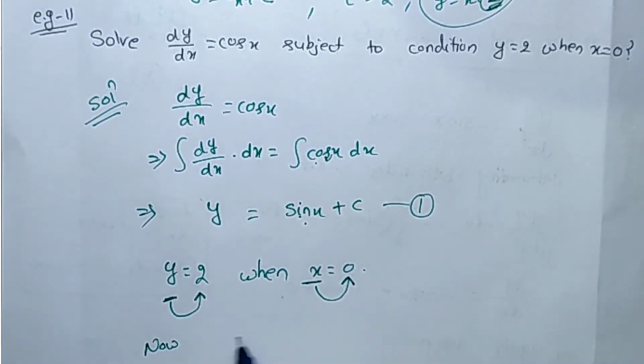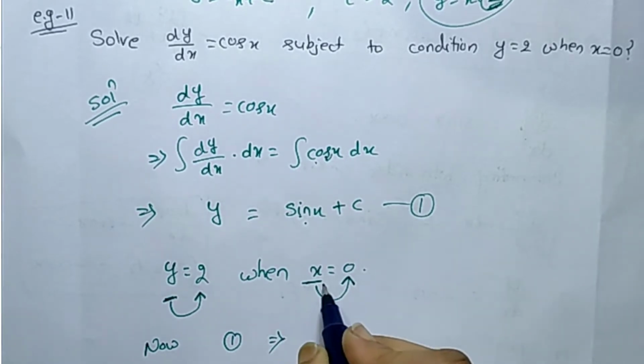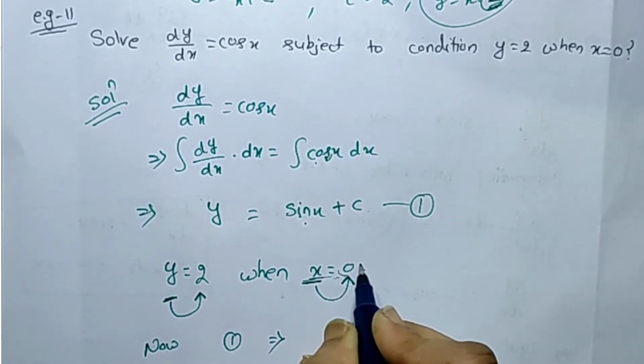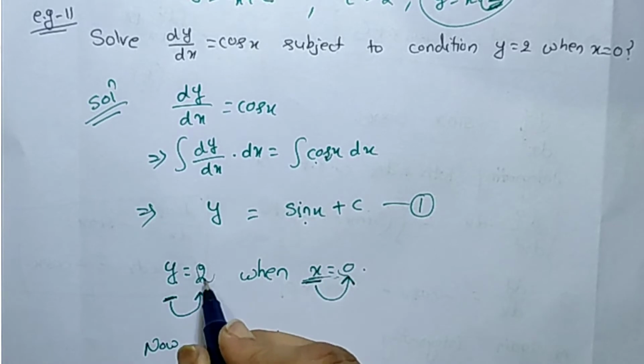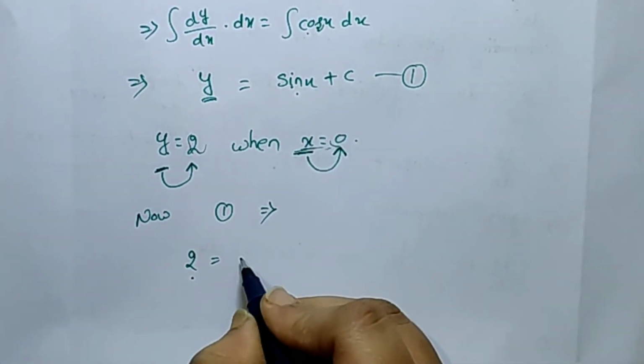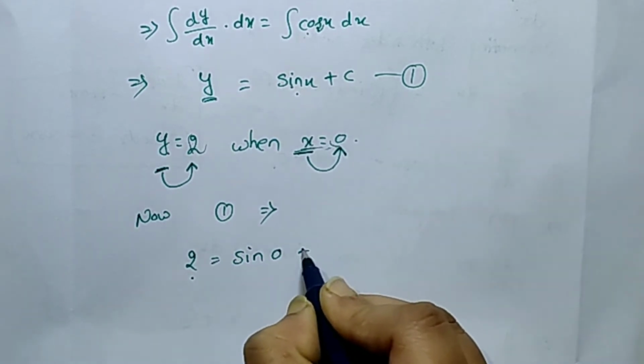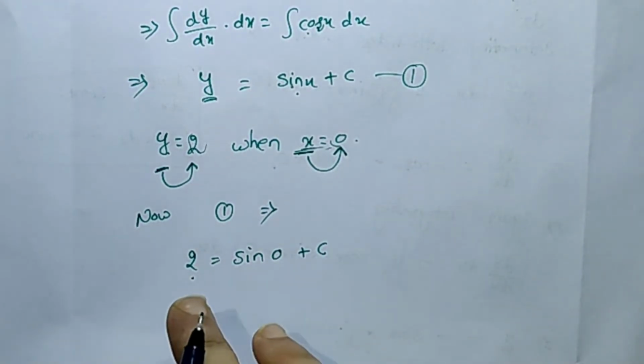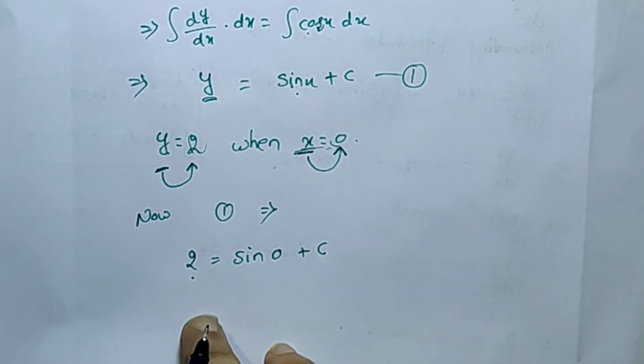So now equation 1 implies, I am putting the value of x is equal to 0 and y is equal to 2. So 2 is equal to sin 0 plus c, where in place of y I put 2, and in place of x I put 0. Now we know the value of sin 0. What is sin 0?